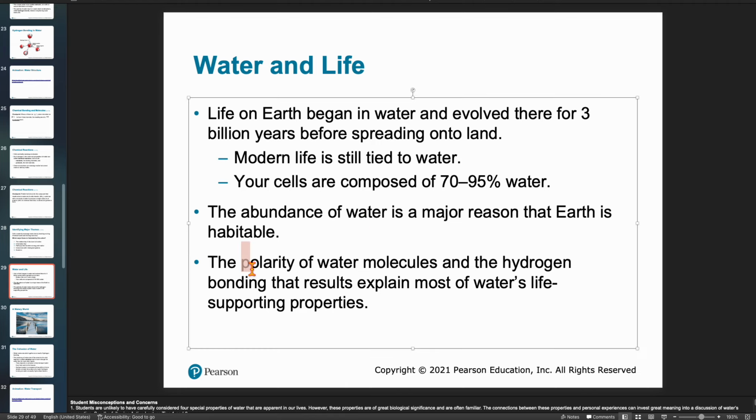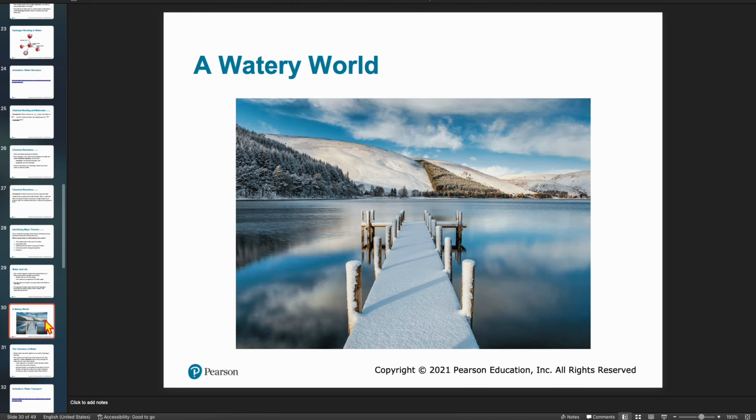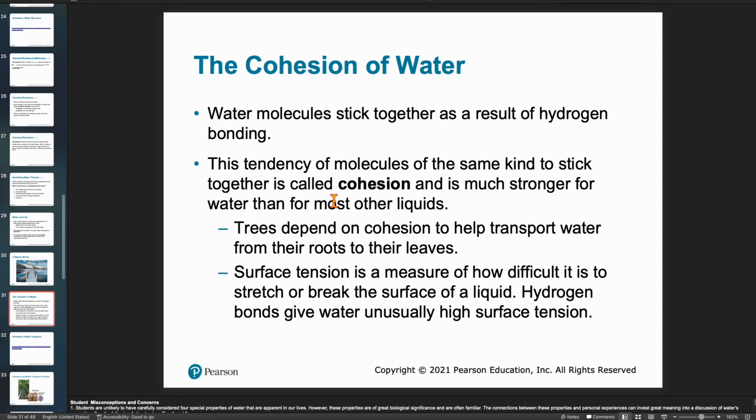And remember, the polarity of that water molecule and how water molecules bind to other water molecules with hydrogen bonding plays an important role. Okay, so here's your first property of water. The first property of water is cohesion, and that's how water sticks. So if you've got water trickling down your glass, like condensation, notice it forms a little water droplet and it rolls down the side of your container.